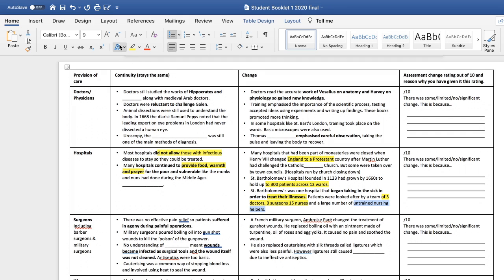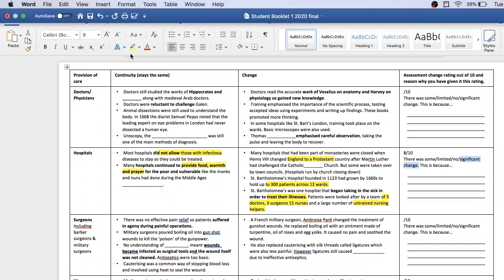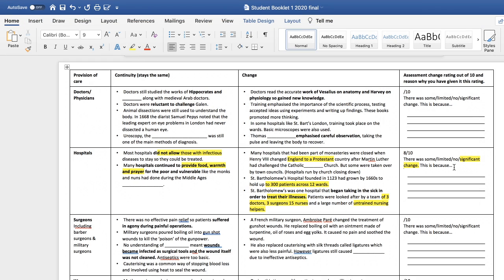untrained nursing helpers. So what we should be able to see here is that while there were some things that stayed the same in hospitals, a lot of it has changed. And that's because you're finally able to get treatment in a hospital, and there are genuine professionals who can help you. So for me, I might say, while there were still some things that stayed the same, I might say that's an 8, okay? And then I might argue there was significant change, is what I'm going to say. Then I'm going to write down why I think that.